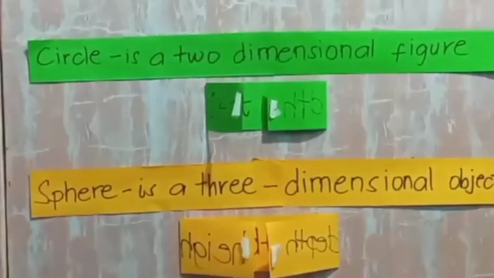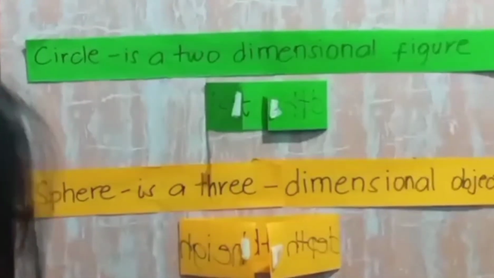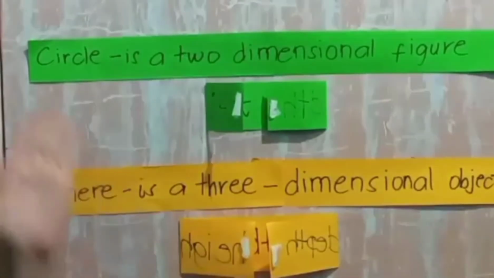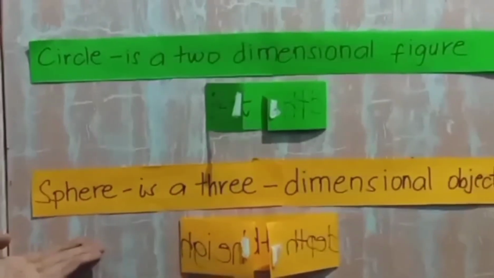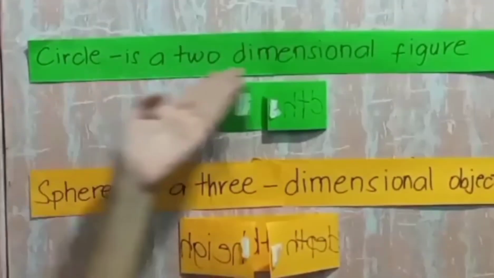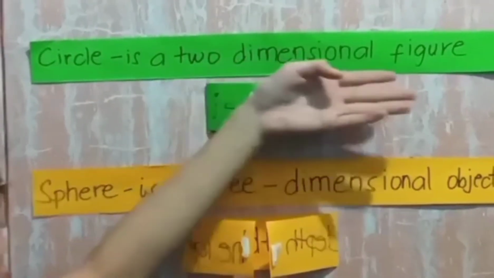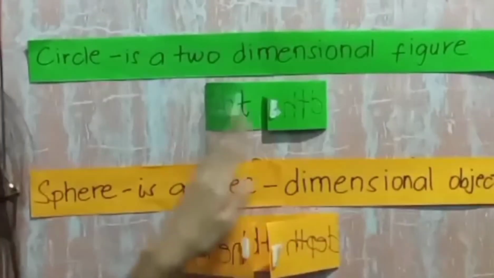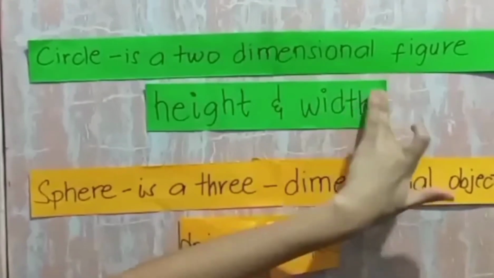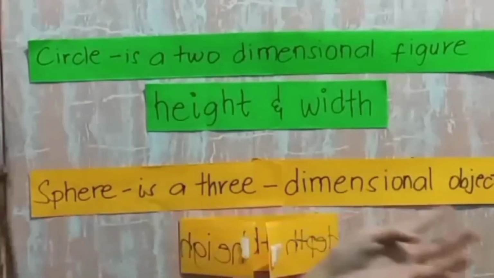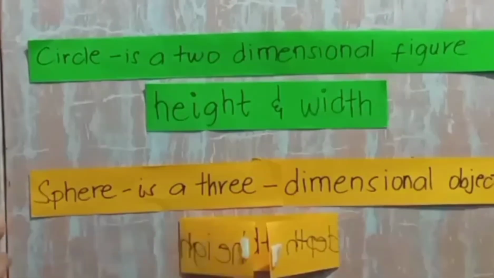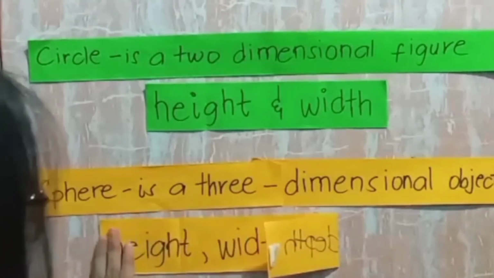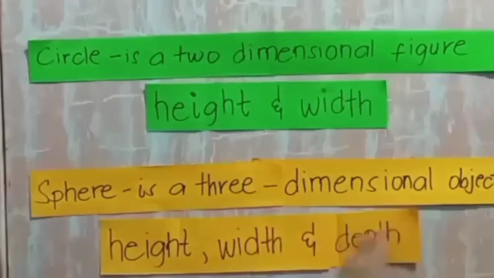For most people, the words circle and sphere create a lot of confusion. Though they both seem to be similar, in reality they have a vast difference. A circle is a two-dimensional figure. Two-dimensional means a shape with two dimensions such as height and width. Whereas a sphere is a three-dimensional object. Three-dimensional means a shape with three dimensions such as height, width, and depth.